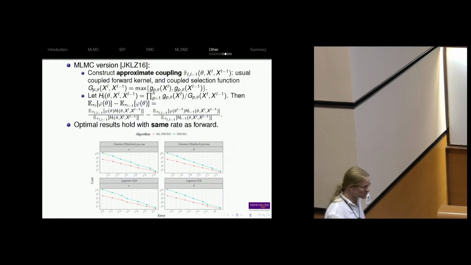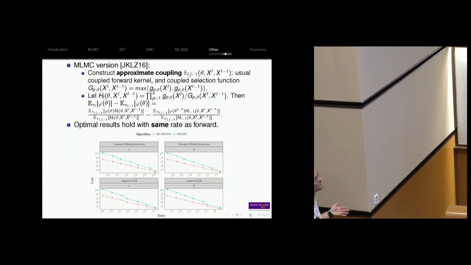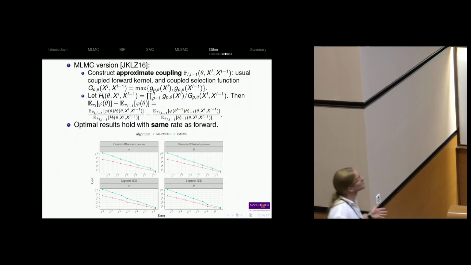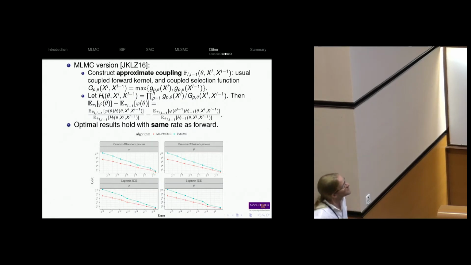Well, we have these approximations of the SDE on successive levels. We don't know how to couple the posterior at two levels, right? But what we actually can do is construct an approximate coupling. So we define this approximate coupling by using, for one thing, the usual coupled forward kernel, the same thing I described in a very early slide, in the same way basically that Giles couples the pairs of solutions of the SDE on successive levels.